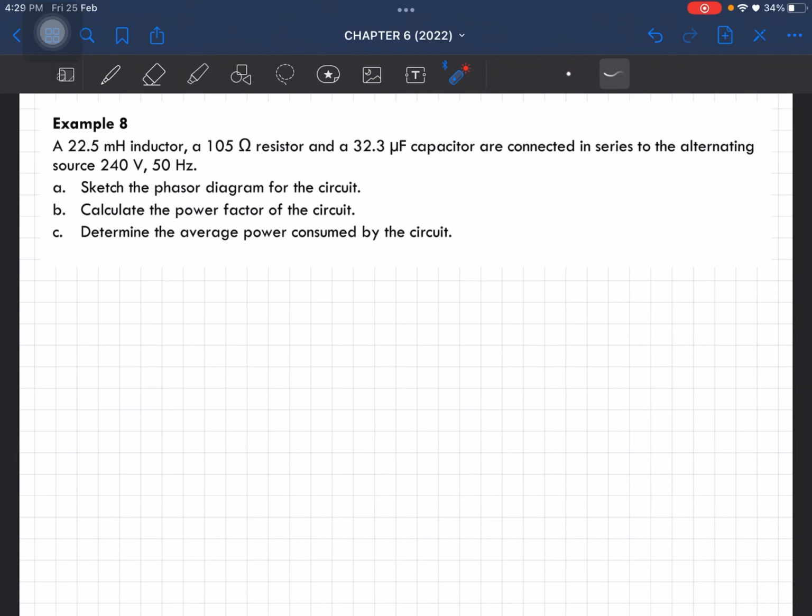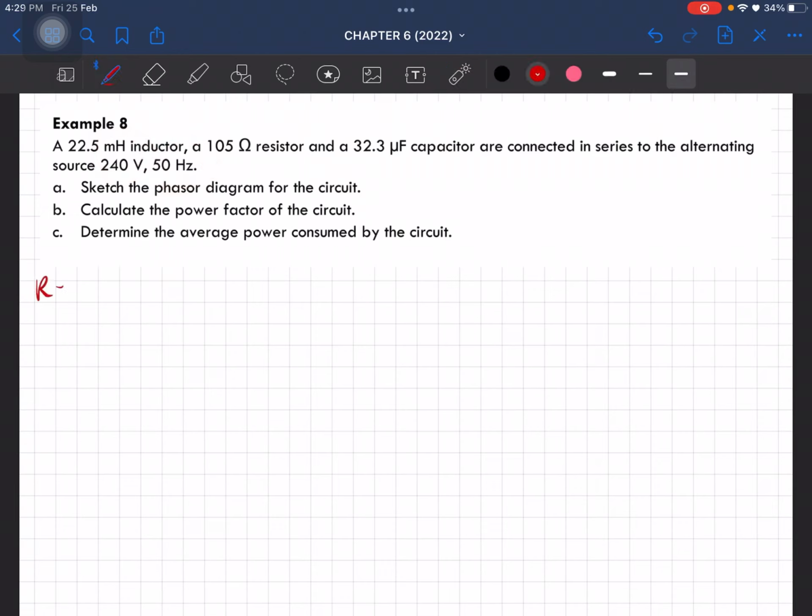Example 8, our last example. So a 22.5 millihenry inductor, a 105 ohm resistor, and a 32.3 microfarad capacitor are connected in series to the alternating source, 240 volt, 50 hertz. Okay, so we have to sketch the phasor diagram.